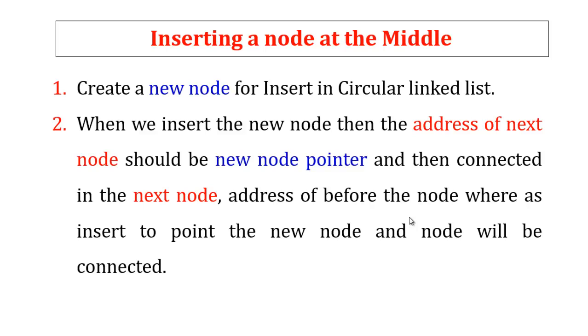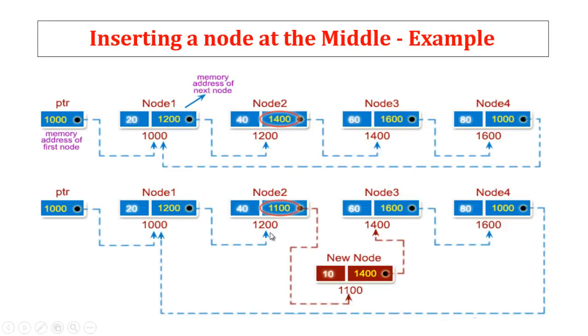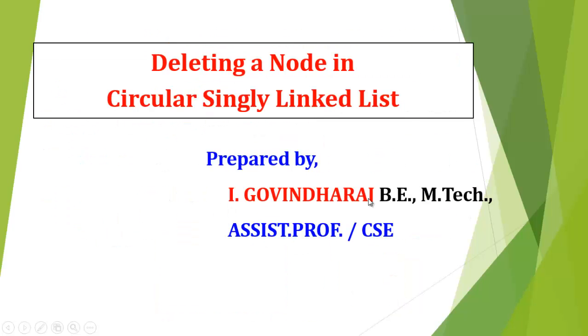This is the algorithm or steps. Create a node to insert in the circular linked list. When we insert the new node, the next address of the previous node should point to the new node, and the new node is connected to the following node. In this example, we are going to identify the previous node, and only then can we insert at the exact position in this circular singly linked list.